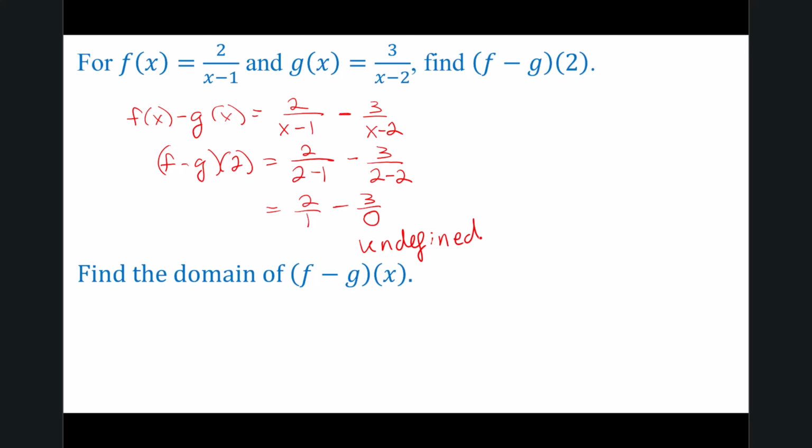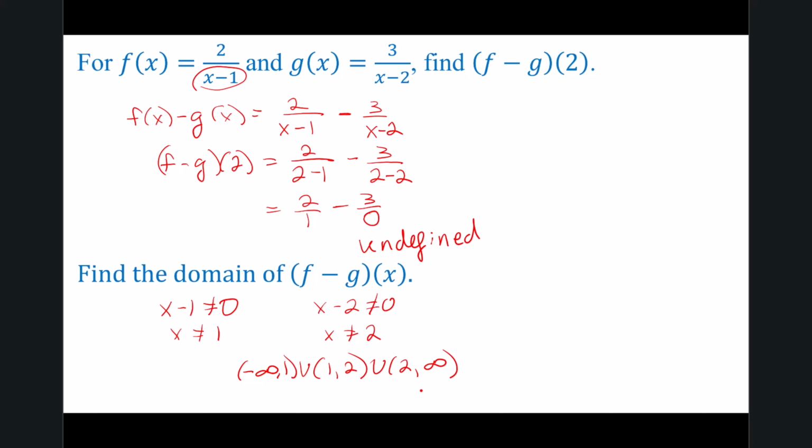So what is the domain of f minus g of x then? That would be the domain of f of x combined with the domain of g of x. So for f of x, we know x minus 1 cannot be 0 because that's in our denominator of f of x. So x cannot be 1. And the denominator of g of x is x minus 2, so that cannot be 0, and x cannot be 2. So x could be anything except for 1 and 2. To write that domain in interval notation, that would be negative infinity to 1, and then 1 to 2, everything between 1 and 2, and then 2 to infinity, everything after 2. So all real numbers except for 1 and 2.